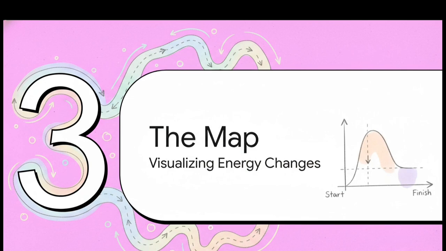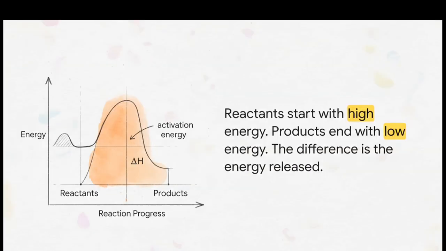Well, we use a really simple but super powerful tool called a reaction profile diagram. You can think of it as a map of the energy levels from the very start of the reaction to the very end. Let's look at the map for an exothermic reaction. See how the reactants start off with a lot of energy, up high? Then, because the reaction releases all that energy, the products end up way down at a much lower level. That big drop you see? That's all the net energy that gets given off as heat.